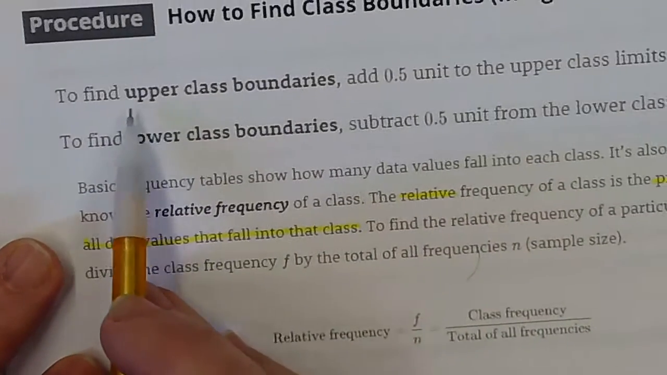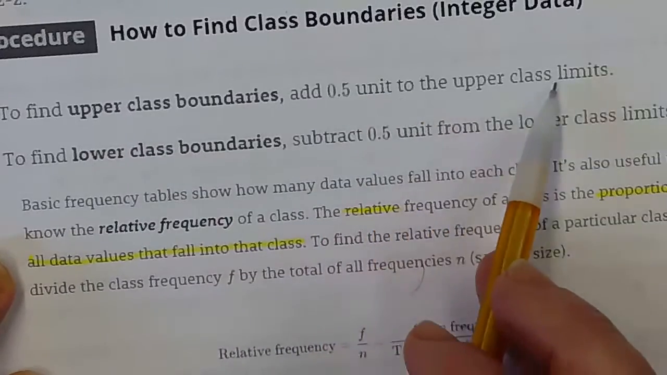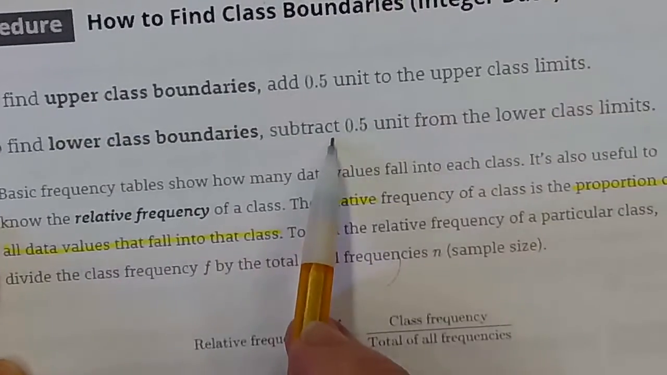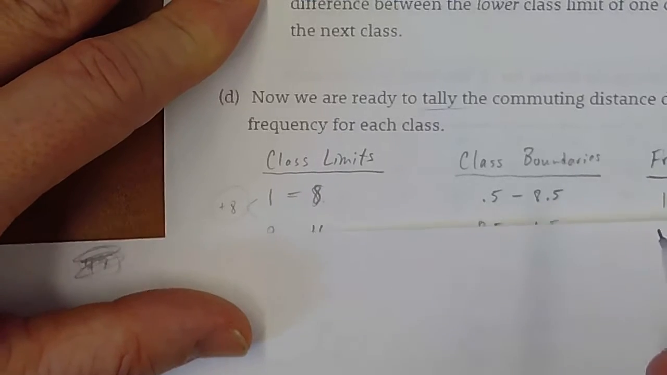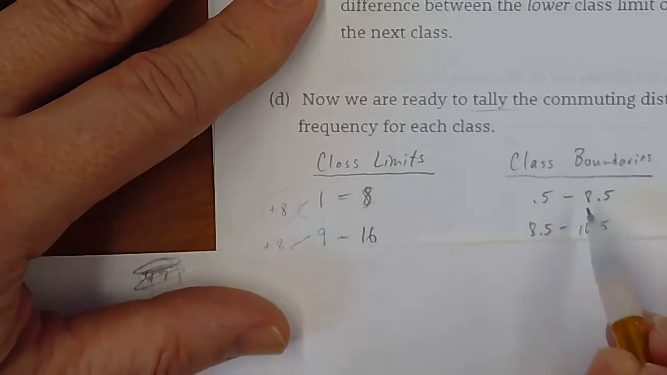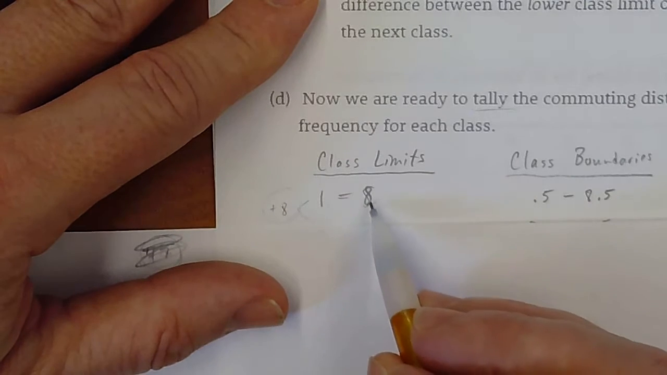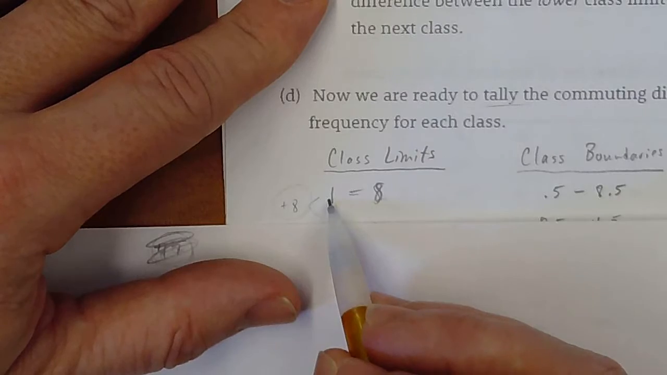All right, so for now, here's what we're going to do. To find the upper class boundaries, we just add 0.5 to the upper class limit, and for the lower class boundaries, we just subtract it. So it's going to look like this. The class boundary for this first one, they also described it as a gap, right? What's between 8 and 9? Well, it's 8.5. Or add 0.5 to the upper limit. For the lower limit, we subtract 0.5.